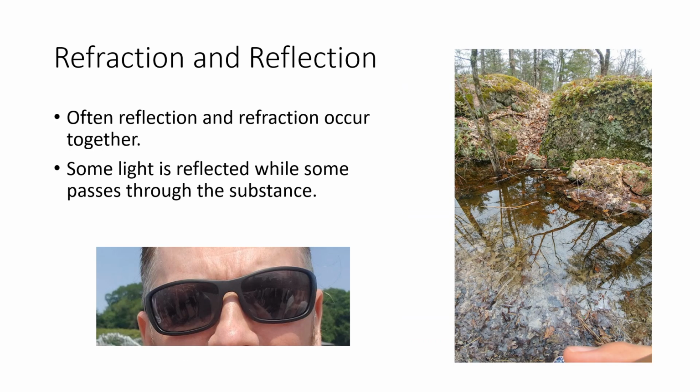So oftentimes when you have transparent substances, you will end up with both reflection and refraction happening at the same time. If you look at these sunglasses, you can kind of see images being reflected off the surface, but you can also kind of see my eyes underneath there and some of my cheeks. Same over here in this pond, you could see the images of the trees up the ridge being reflected off the surface, and also some of the leaves that are lying in the bottom underneath.